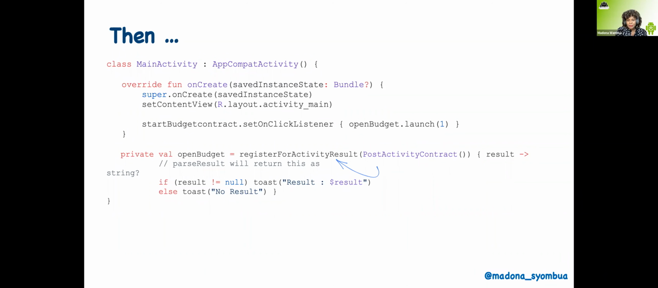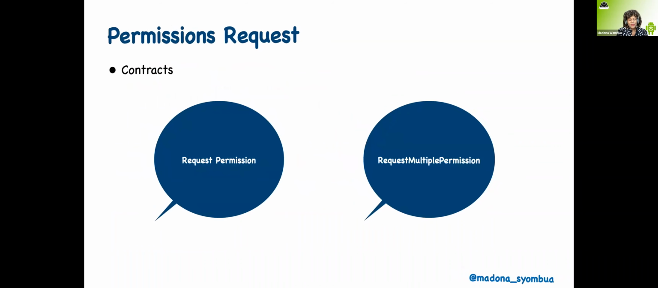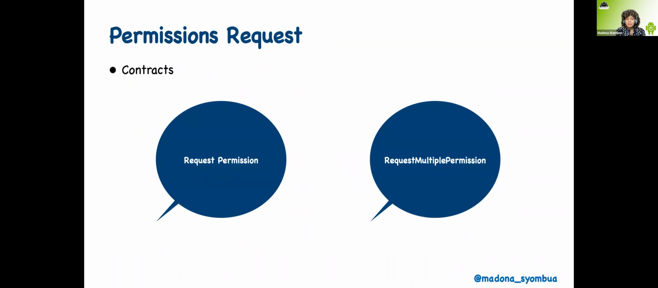Now to the main purpose. We have the permission request. During my reading, I learned that handling of multiple permissions is easier with this new API because we are provided with request permission and request multiple permissions contracts.